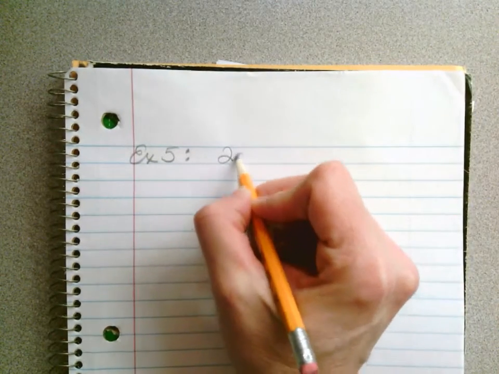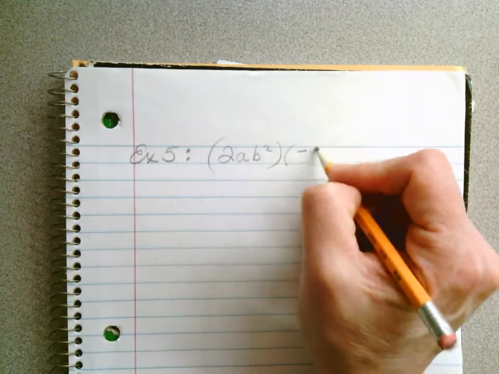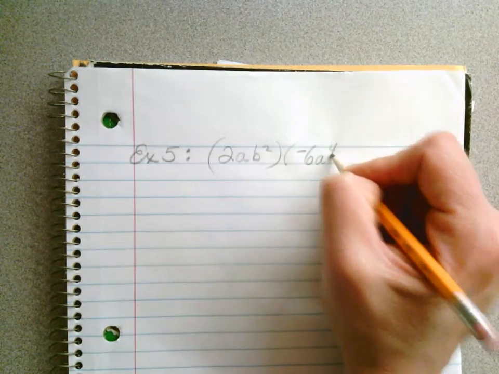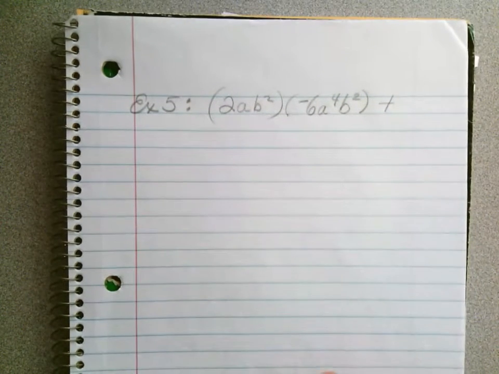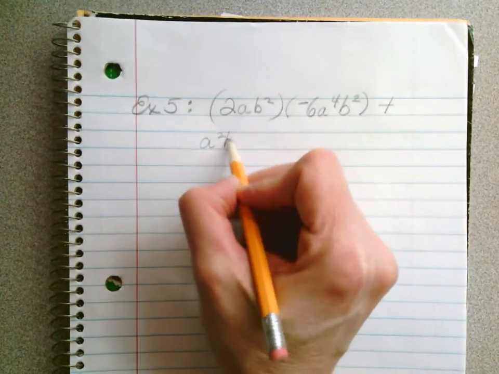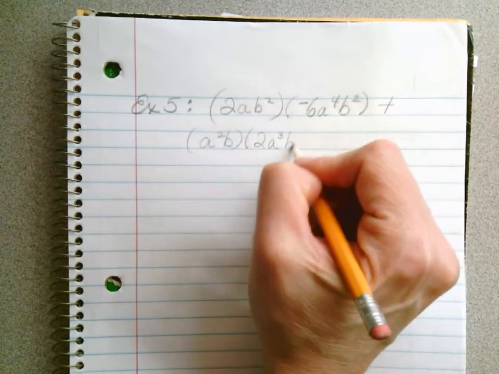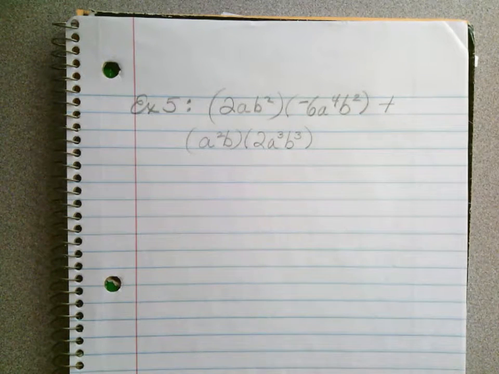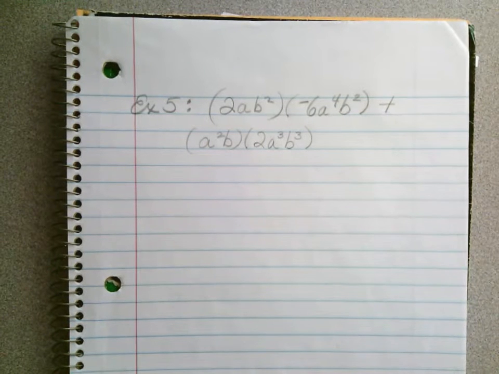The product of 2ab squared and negative 6a to the 4th b squared is going to be added to the product of a squared b and 2a cubed b cubed. All you're doing here is taking those two little multiplication problems, solving them, and then combining them if possible, if they're the same type of thing.